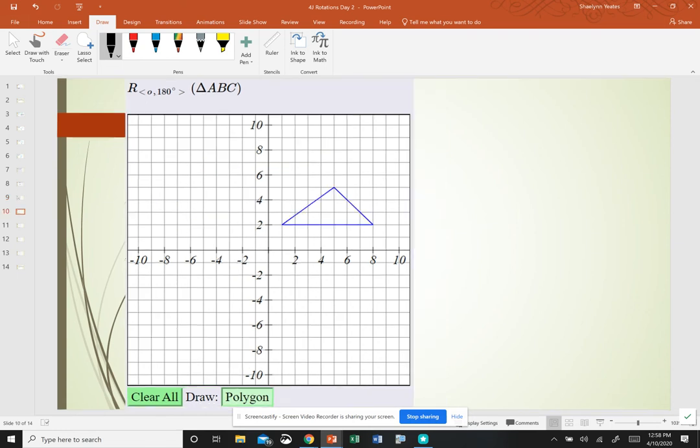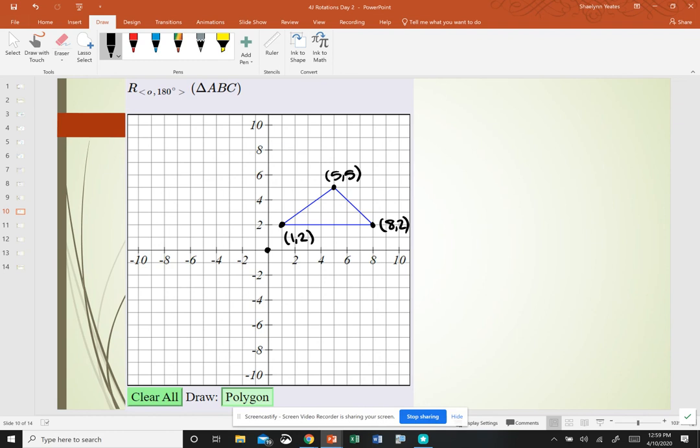This one we're going to rotate 180 degrees. So, and we're about the origin, which the origin's right here. Okay, so this is the point 1, 2. This is the point 5, 5. And this is the point 8, 2. All right, so if I rotated my paper 180 degrees, I just literally flip it upside down.